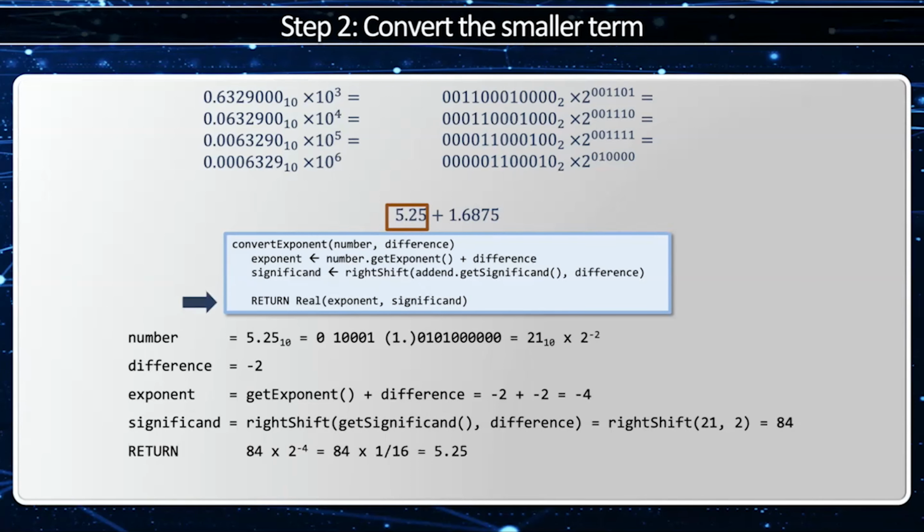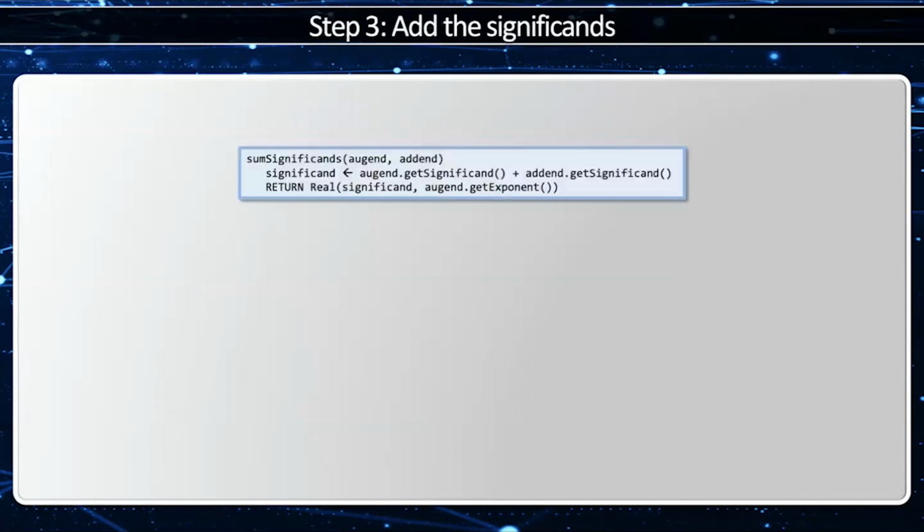And let's verify we got this right. So 84 times 2 to the -4 is the same as 84 divided by 16, which is 5.25. So therefore, I'm going to have the same number I had before, but just in a different format. And more specifically, that exponent must be aligned so I can then add the significands. In step 3, I'm just going to add the significands. So I'm going to take my numbers I had before, and I'm going to get the significand of the augend, and I'm going to get the significand of the addend, and I'm going to add them.